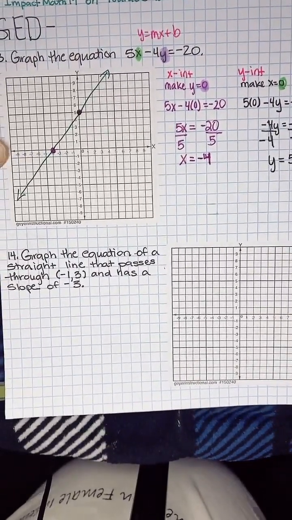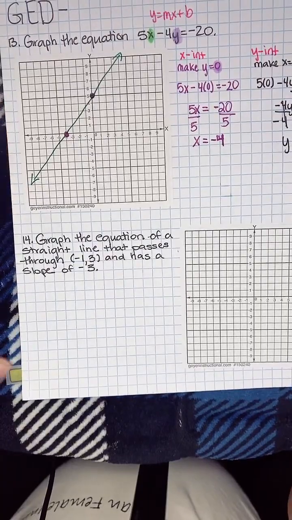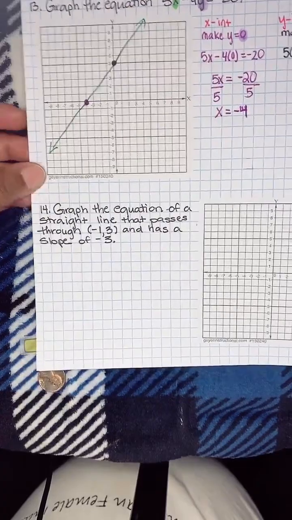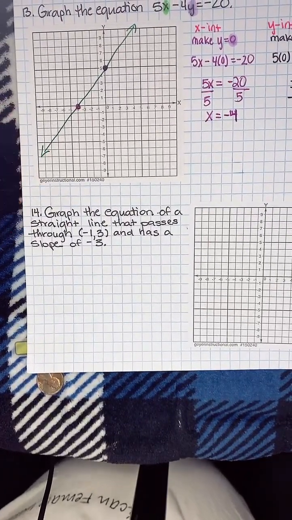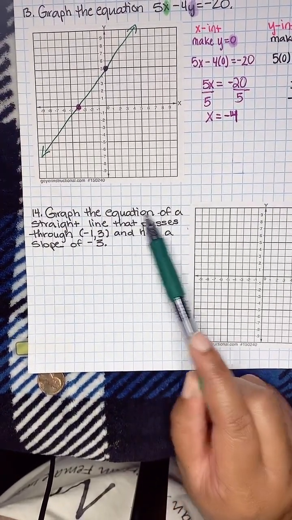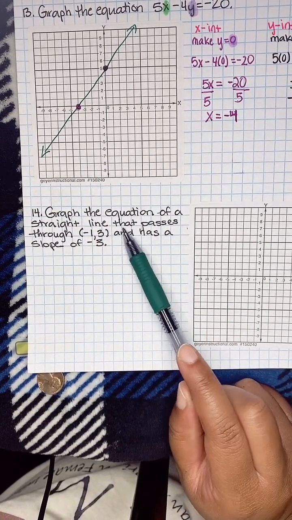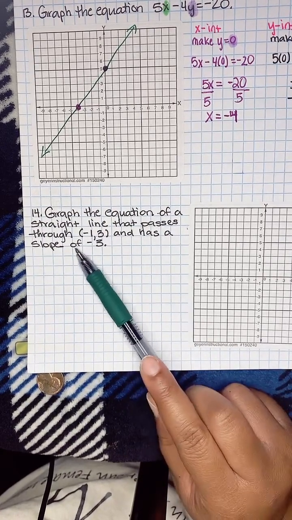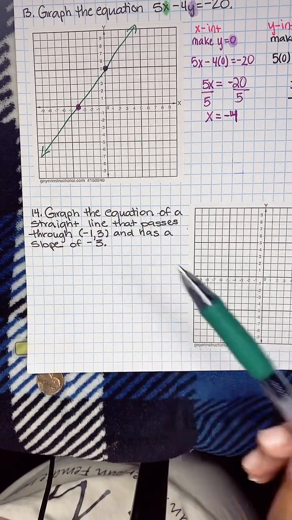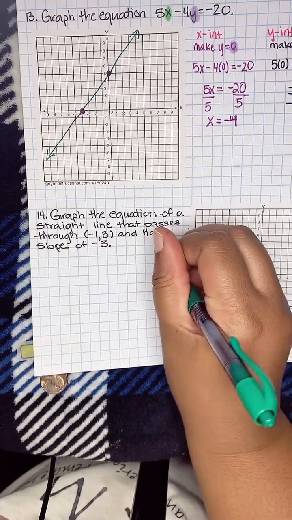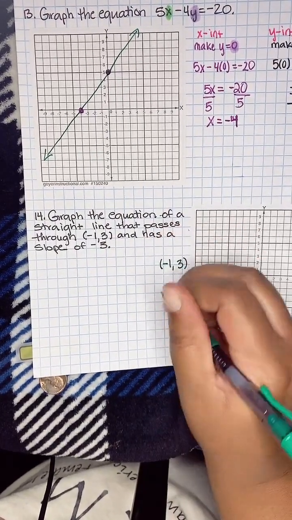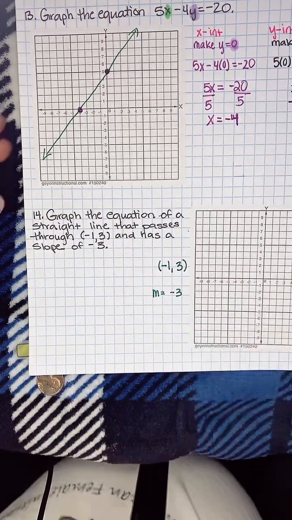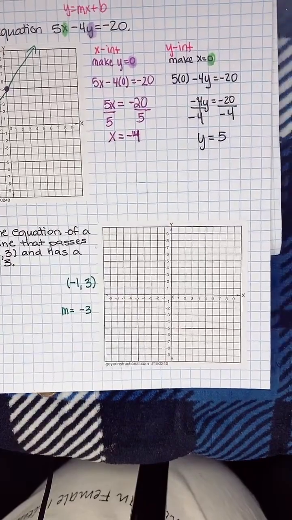Okay, so let's go to 14. Let's go to 14, you guys. I'm going to have to be going back and forth. So: graph the equation of a straight line that passes through negative 1, 3 and has a slope of negative 3. Okay, so our point is negative 1, 3. Our slope, remember, is m, which is negative 3. I'm going to move this over so we've got all our information.